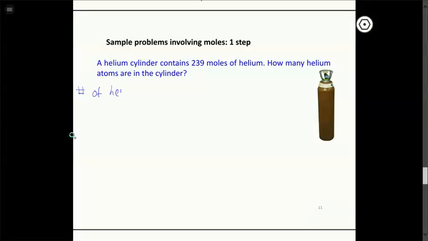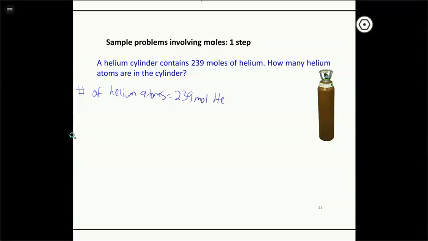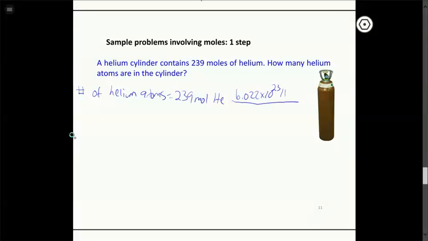So we want to solve for the number of helium atoms. And we're going to start using what's called the factor label method to do these problems. We're going to use conversion factors to go from one quantity into another and make sure that the units that we want are left at the end. So if we start with 239 moles of helium, we know that Avogadro's number tells us that there are 6.022 times 10 to the 23rd atoms of helium per 1 mole. So we're going to use that as a conversion factor. So there's that many helium atoms in 1 mole.